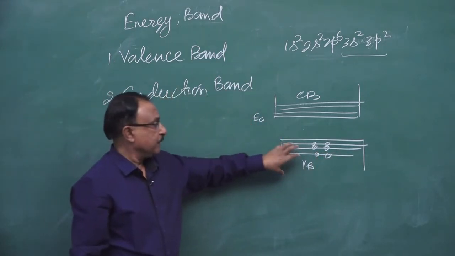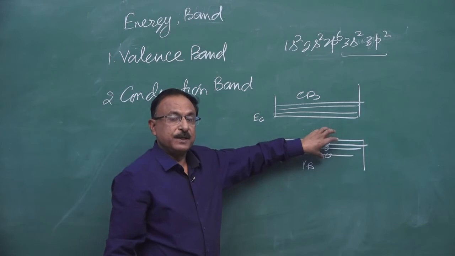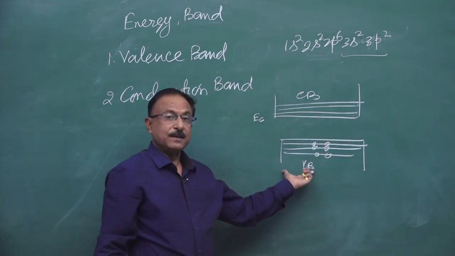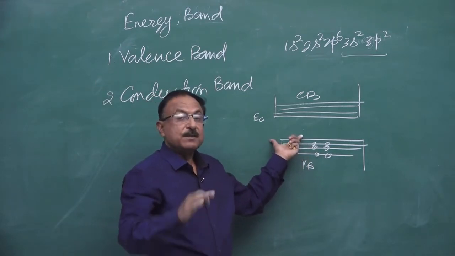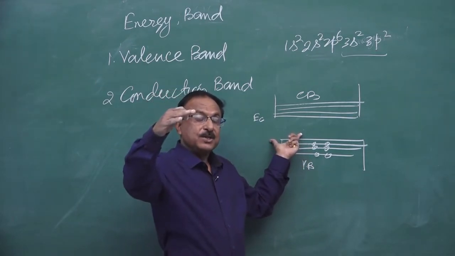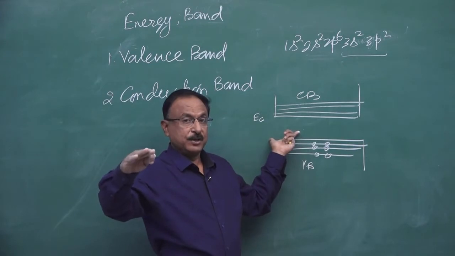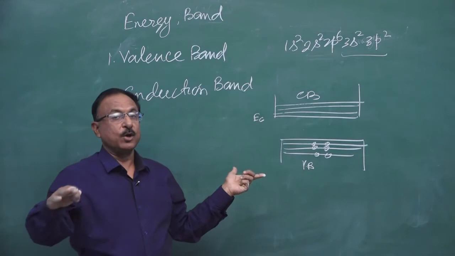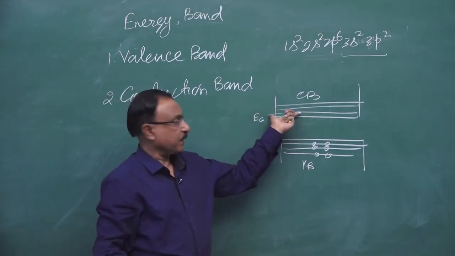Every energy level is occupied. No energy level is free. No seat is vacant for the electron to move around. This is the valence band. So the valence band is the highest-most energy band with completely filled energy levels. And the conduction band consists of the lowermost unoccupied energy levels, right?